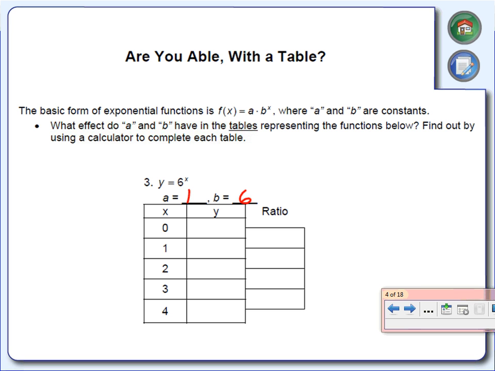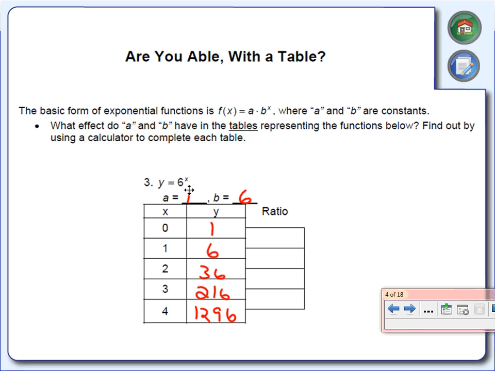Alexander, help me out. What are our y values? What's the first y value? Right next to 0, did you get it in? Go to y equals and type in 6 to the x power. 1, okay. The next y value, 6, keep going. 36, 216, 1296. This is the table we get this time.